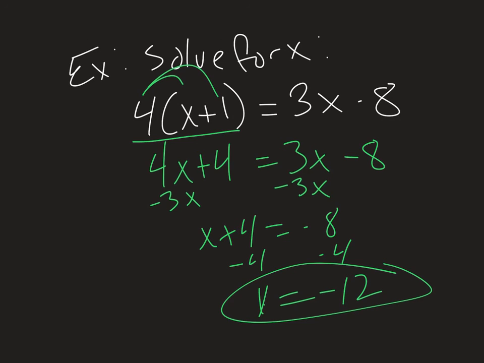And again, that same kind of process worked for us. We try and do what we have to do in order to get our x's on one side of the equation, then get the numbers on the other. However we can pull that off, it's just balancing equations.